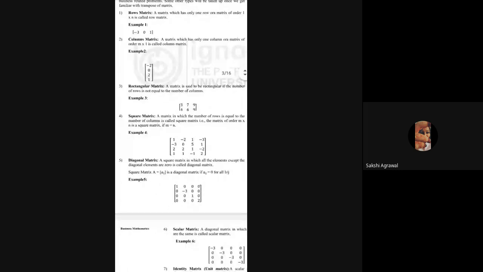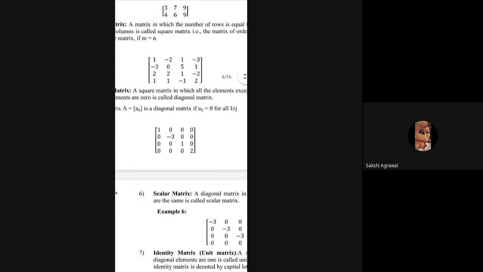Then come to the diagonal matrix. You can see here how it is arranged. All the non-zeros are arranged diagonally, from one corner to another corner. That is, it is arranged diagonally with numbers other than 0. Apart from the diagonal, all elements are zeros. Only the diagonal elements are non-zeros and the other elements are zeros. Such a type of matrix is known as a diagonal matrix.